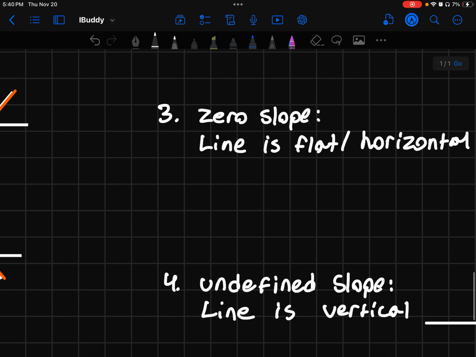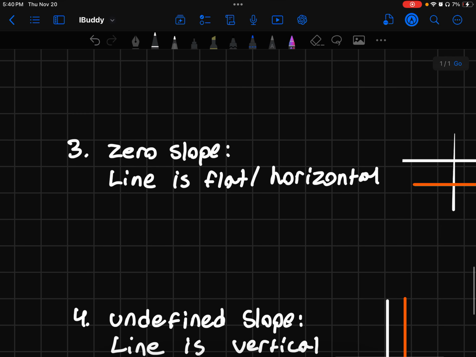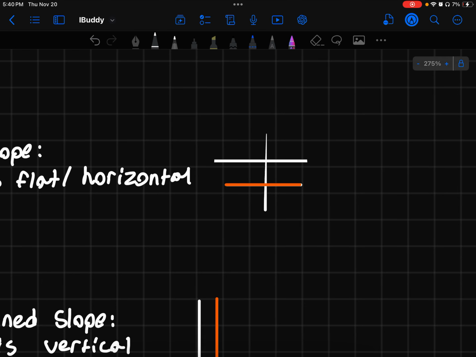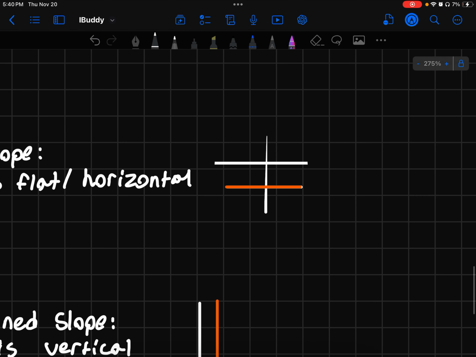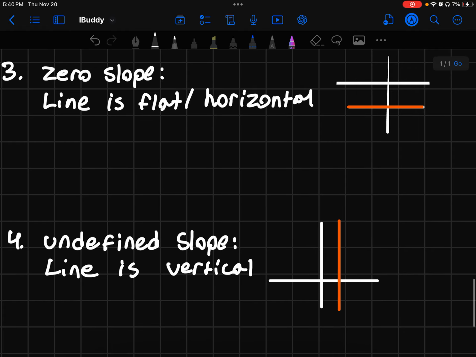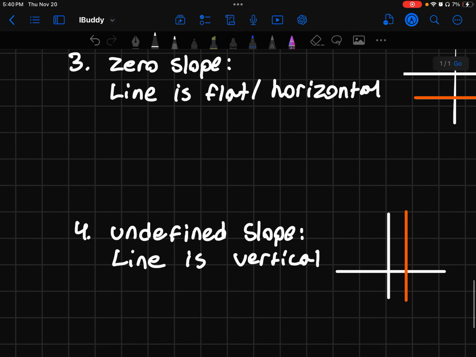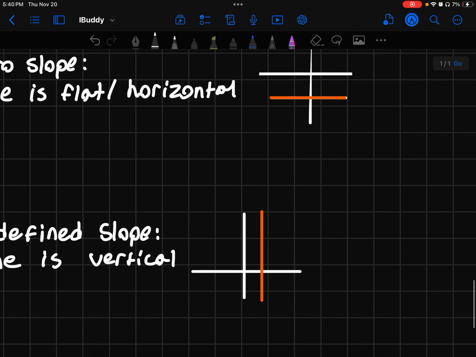The third one is the zero slope, which means the line is flat or horizontal, kind of like this here. And the last rule is the undefined slope, which is just a line that's vertical, like this.